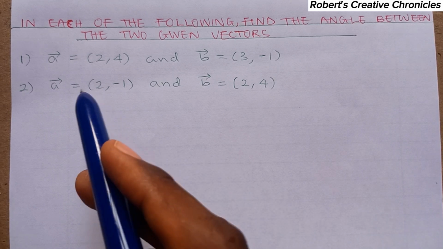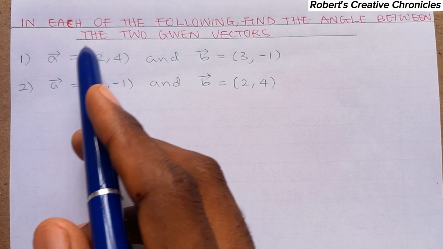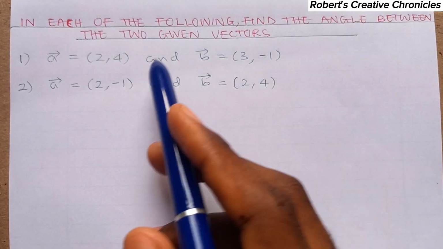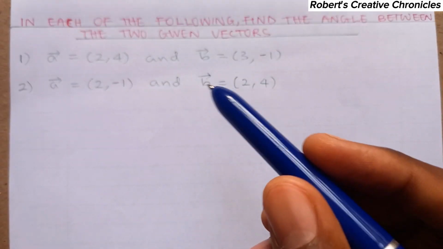So today we'll be solving this question, which states that in each of the following, find the angle between the two given vectors. So, solution.